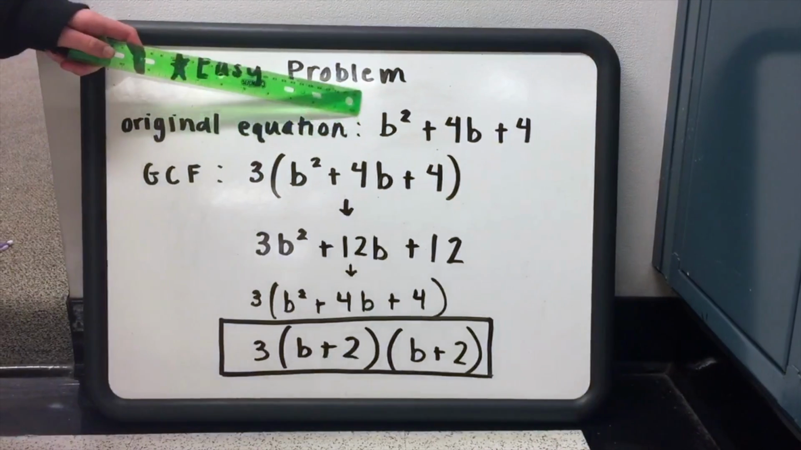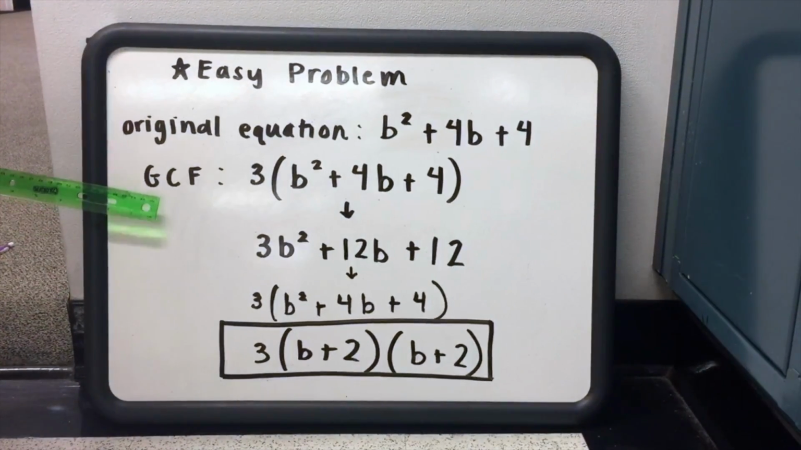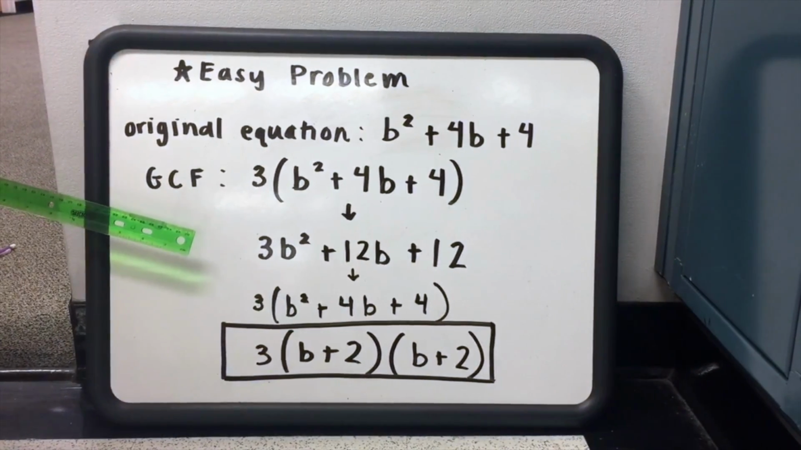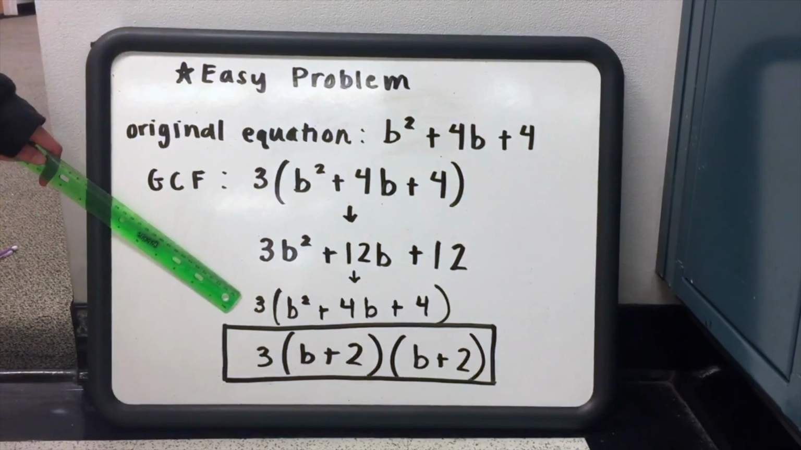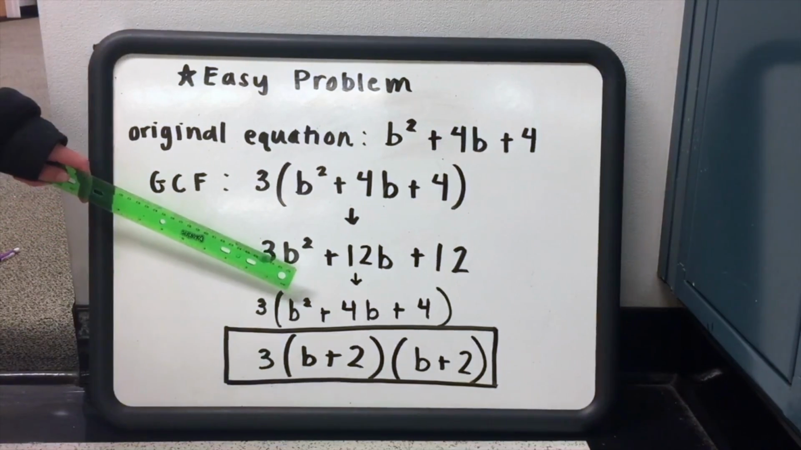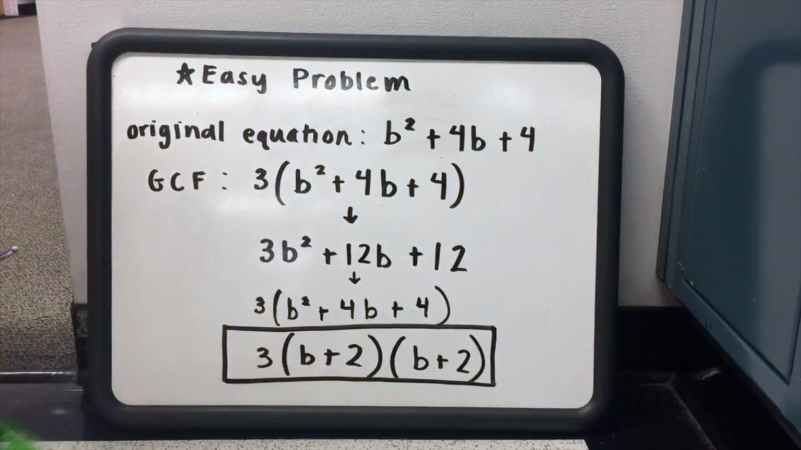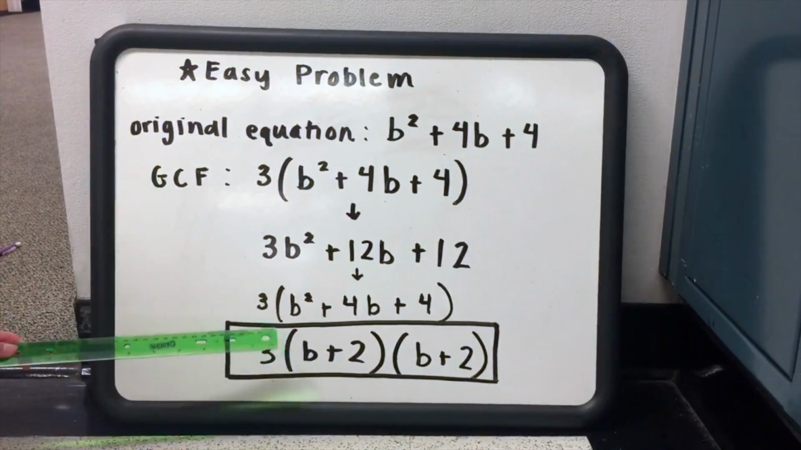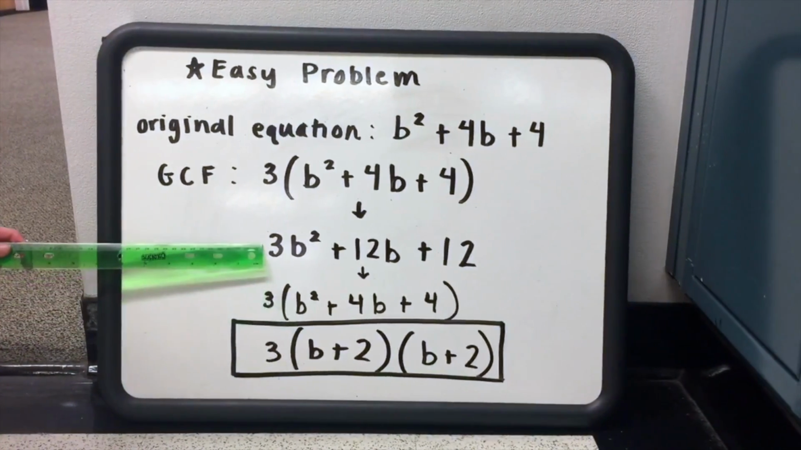So b squared plus 4b plus 4 is the original equation, and to make that a GCF, you'd multiply it by 3, and you'd get 3b squared plus 12b plus 12, and you could factor that back after if you don't multiply it by 3. And then you have to find out what makes b squared and factors that add up to 4 and multiply to 4, which would be b plus 2 and b plus 2, and times 3 would get you this equation.